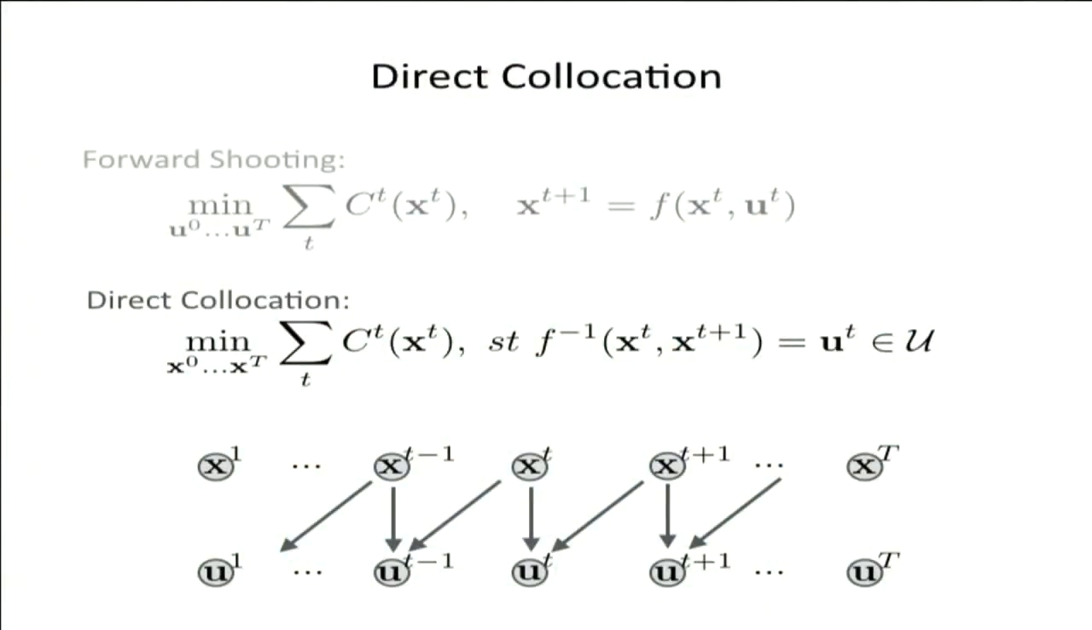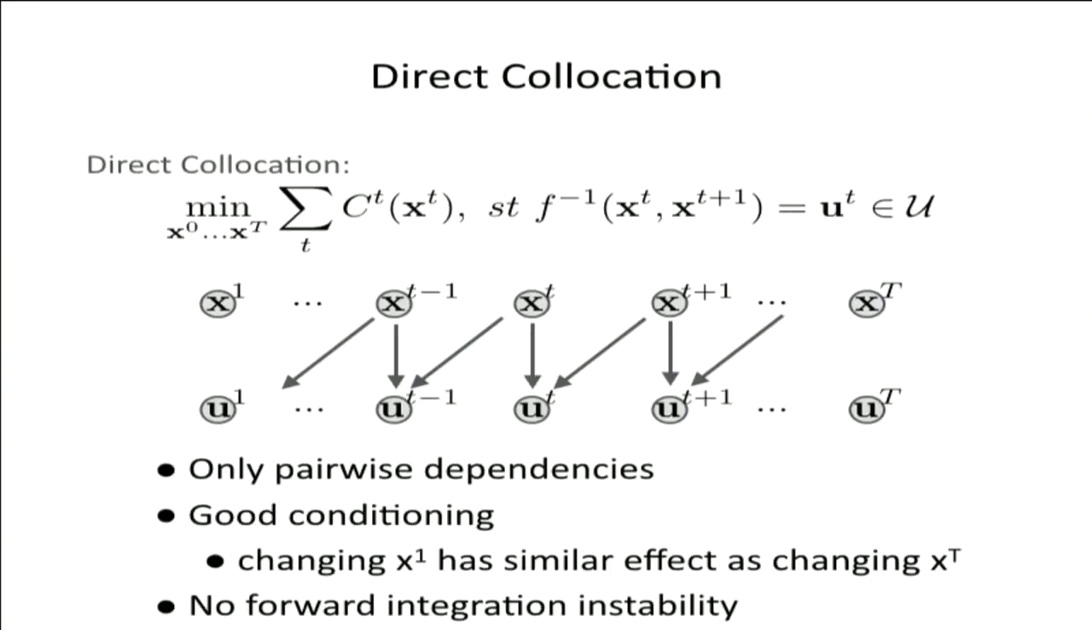So one nice thing about this formulation is that now you have the states being largely independent of each other. So the control only depends on the two nearby states, and it doesn't depend, say, on the previous controls down the line. So you don't have the conditioning problems that you saw before with shooting methods. So changing, for example, your optimization variable, like changing x1, has a similar effect to changing, say, xt. Whereas before, changing x0 had a very different effect from changing ut.